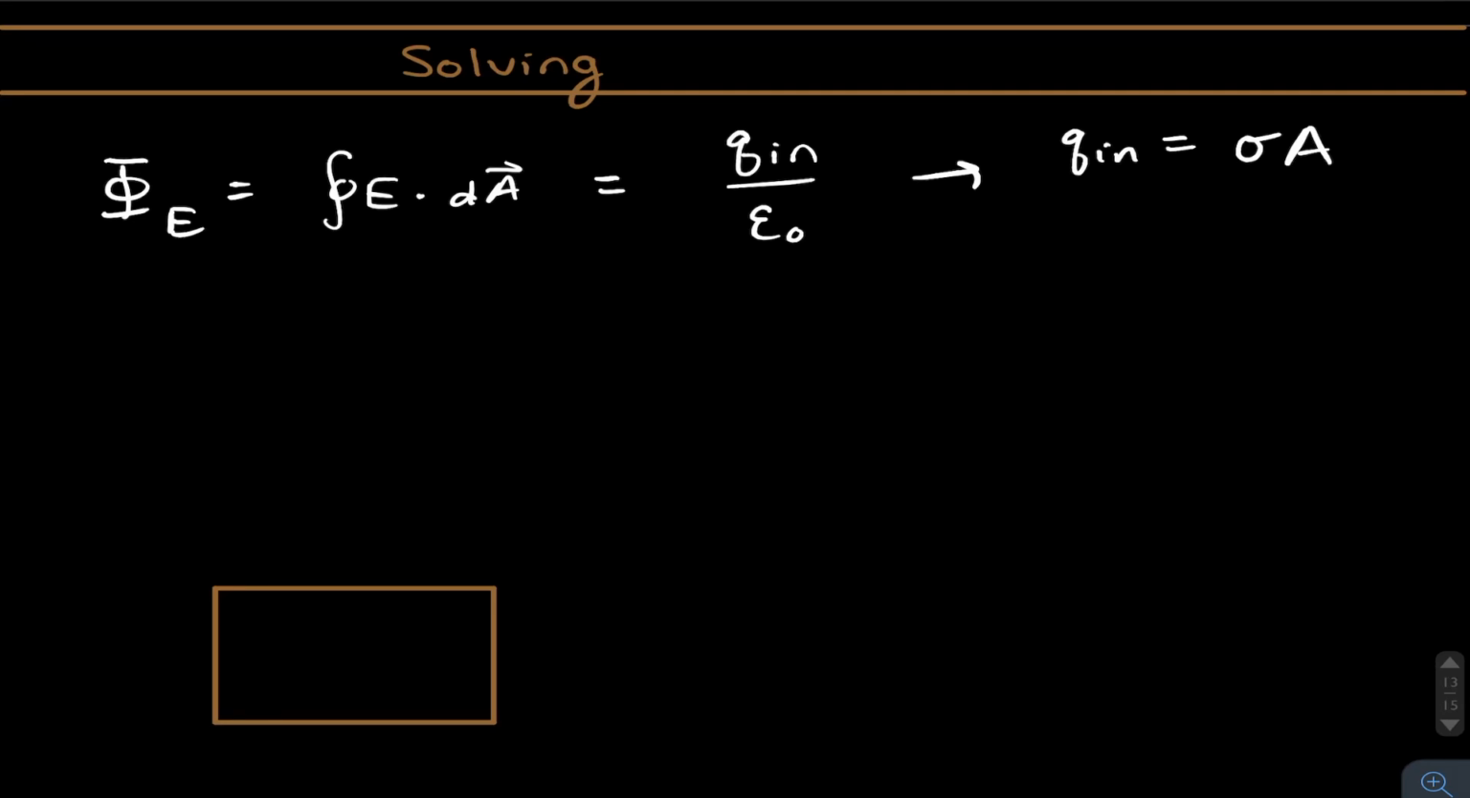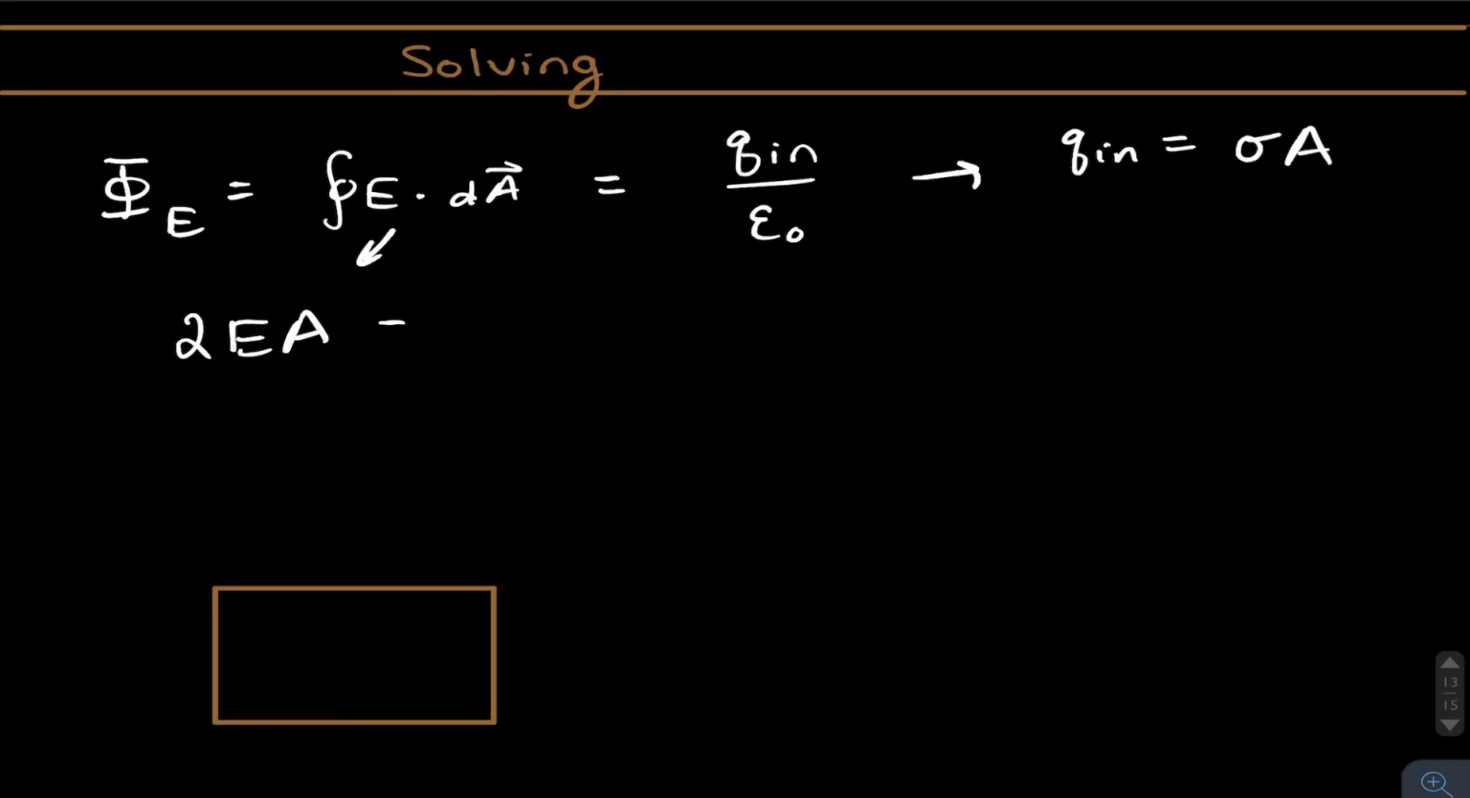When you do that out, you're going to get 2 times EA. The reason why I say 2EA is because you have two sides of the cylinder, two of the ends. So instead of having just EA like we usually do, we're going to have 2 times EA. And that's going to be equal to the charge enclosed over epsilon naught, which, since I have the sigma A in there, we're just going to plug in. We're going to have sigma A over epsilon naught.